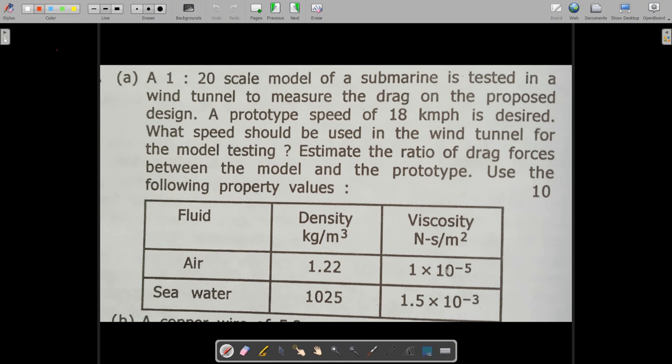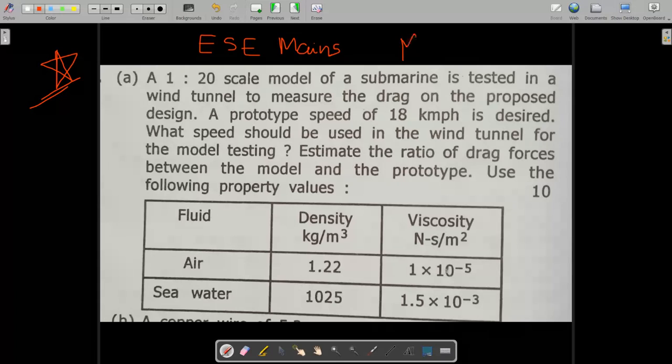Today we will solve only one question and this video will be very short. This question has been asked in the Engineering Services Mains exam, sorry, not prelims. It is based on model law, different model laws, and dimensional analysis.